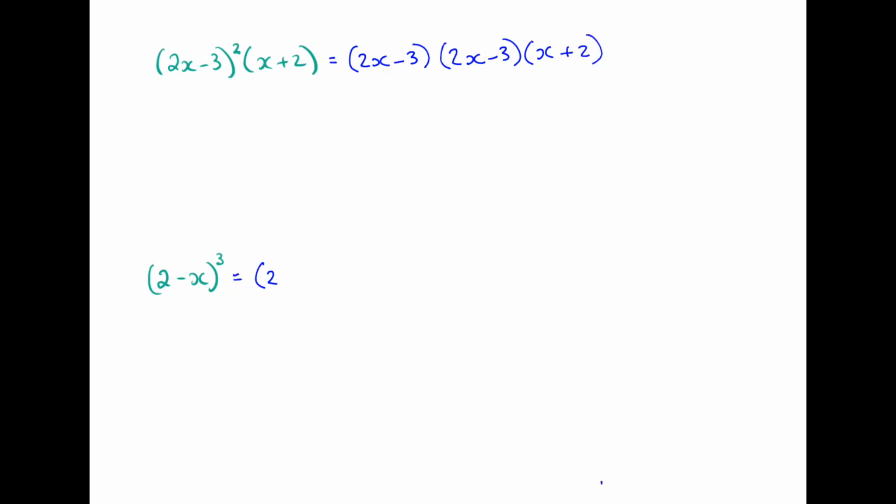And then this one, remember cubed means it's multiplying by itself 3 times. So you get 2 minus x times 2 minus x, 2 minus x times 2 minus x. And again, it's just multiplying 3 brackets together, and you know how to do that. I've put those on the end there as a little reminder.